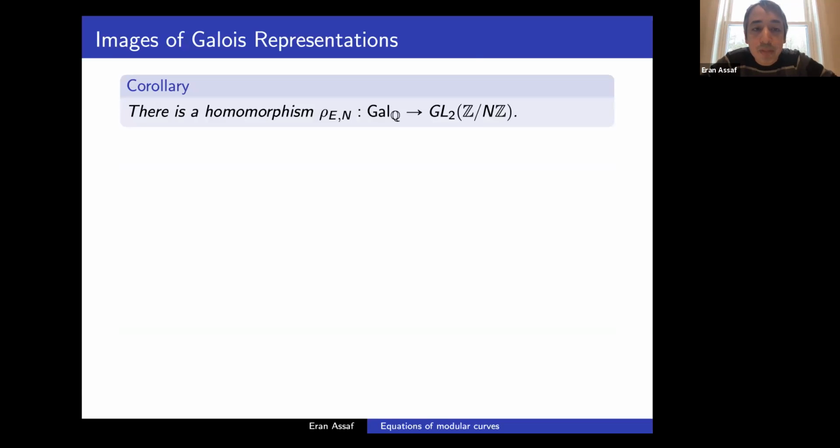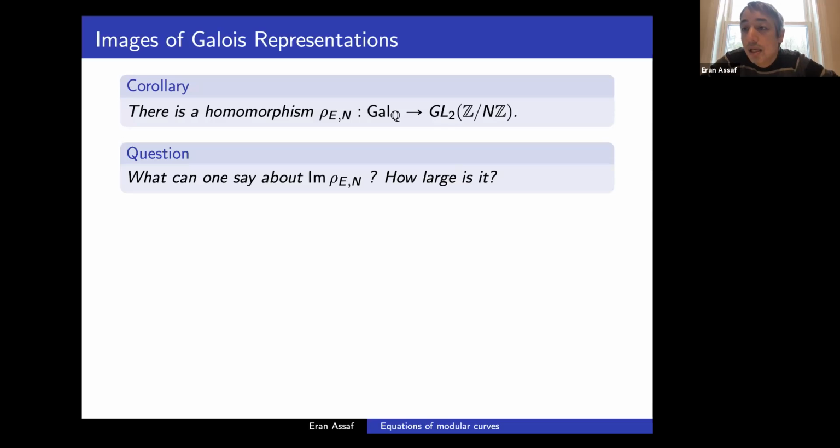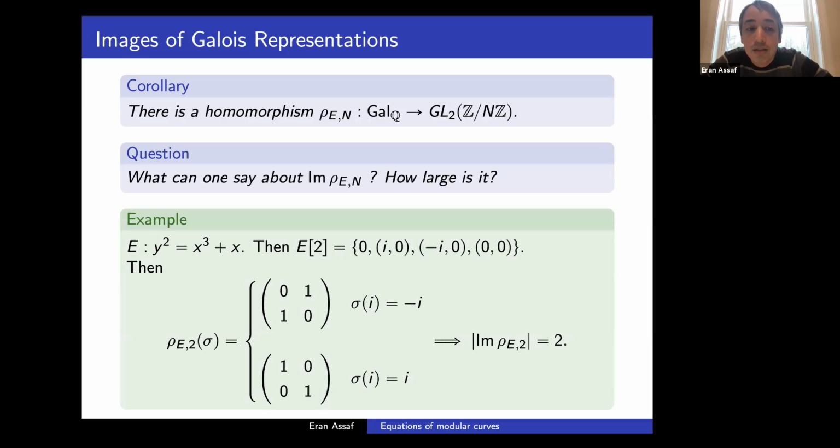Okay. So what can we say about this representation? For example, can we get all matrices in this way? Can we permute the torsion points in any way we like? Or can we only obtain certain operations? So for example, in the example that we saw before, we have only two possibilities, right? Either sigma fixes everything or it swaps the two basis elements.